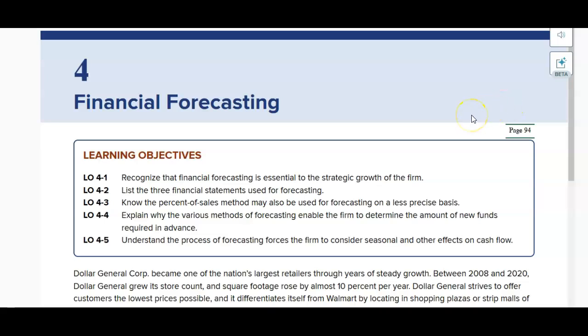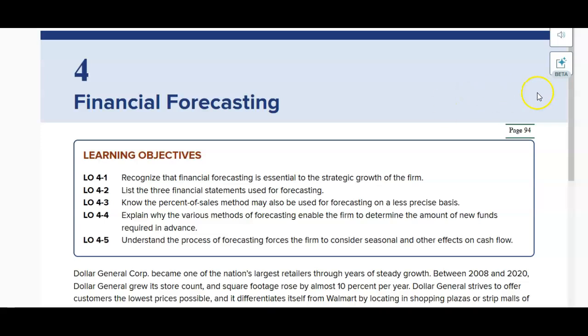You want to be able to list 3 financial statements used for forecasting. You've had exposure to those in Chapter 2, but we're going to actually put them to use now. You need to know what the percentage of sales method is, which is used for forecasting. It's done very frequently, even if it's not as sophisticated and precise as other methods, especially in large organizations. So don't be too surprised that you would come across that in your future.